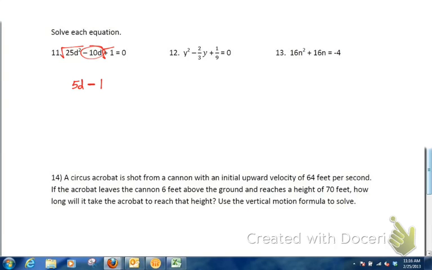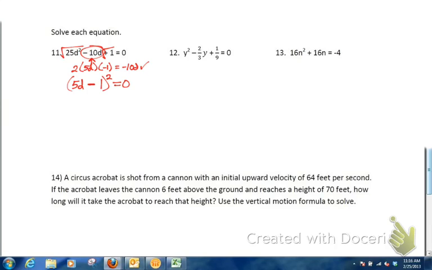So now let's check this. Is this negative 10d 2 times 5d times negative 1? Well, 2 times 5d is 10d times negative 1 is negative 10d. So yes, that does work. So that means yes, this is the factored form of the problem. But remember, this is an equals 0 problem, so we're not done. We now have to solve.